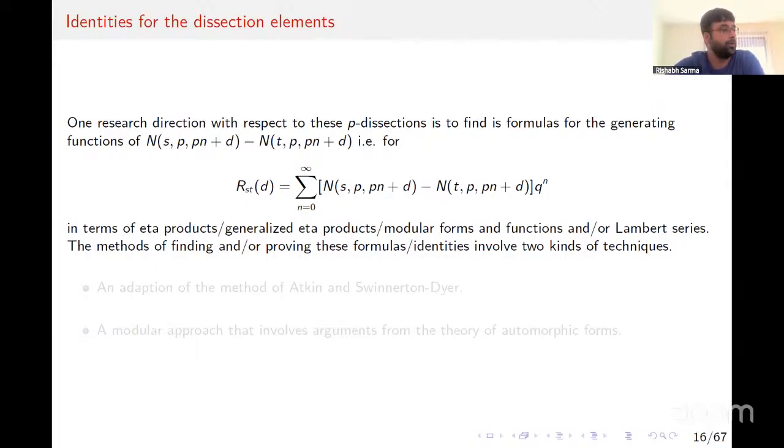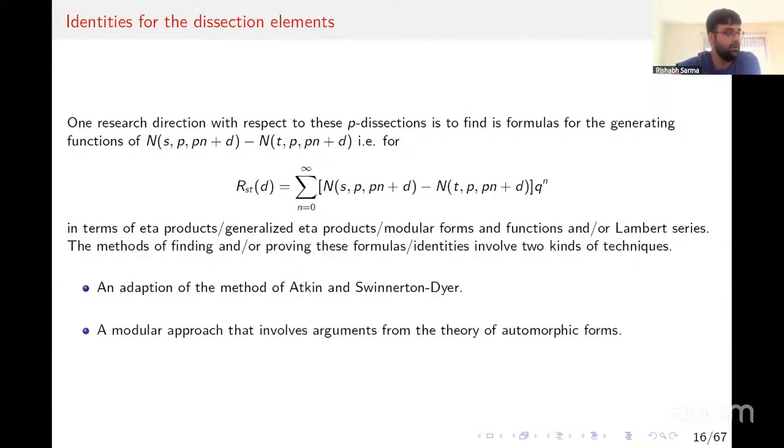in terms of eta products, generalized eta products, modular forms and functions, and/or Lambert series. The methods of finding or proving these identities involve two kinds of techniques. The first is an adaptation of the method of Atkin and Swinnerton-Dyer in the same 1954 paper. And the other one is a modular approach that involves arguments coming from the theory of automorphic forms.